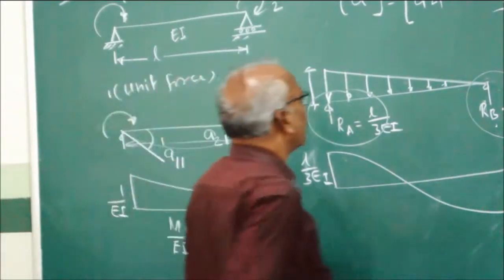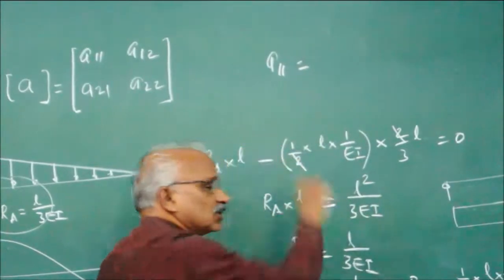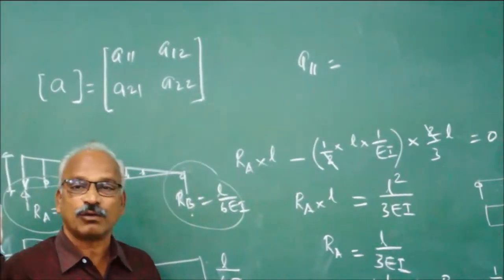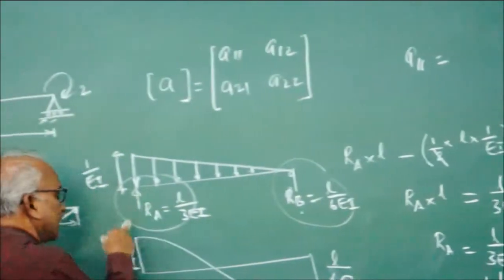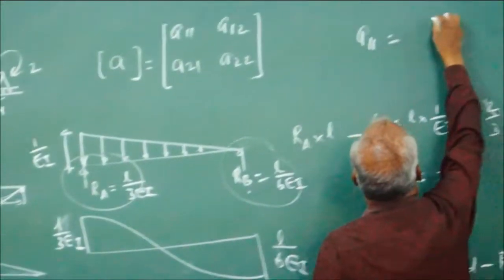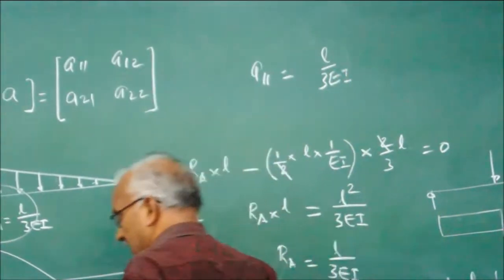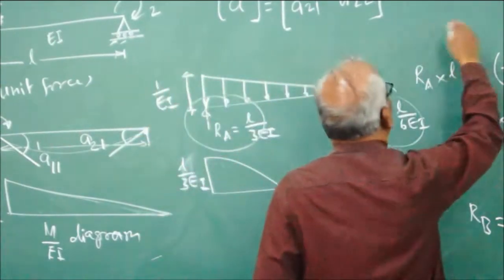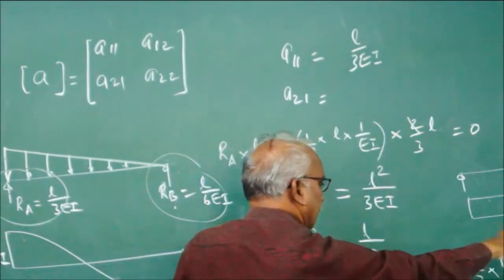So we want A11, which is the slope at the left support of the original beam. That is given by the shear force at the corresponding section of the conjugate beam. So it is L by 3EI. Similarly, we want the slope here at the right support. That is A21 we want. So A21 equal to L by 6EI.